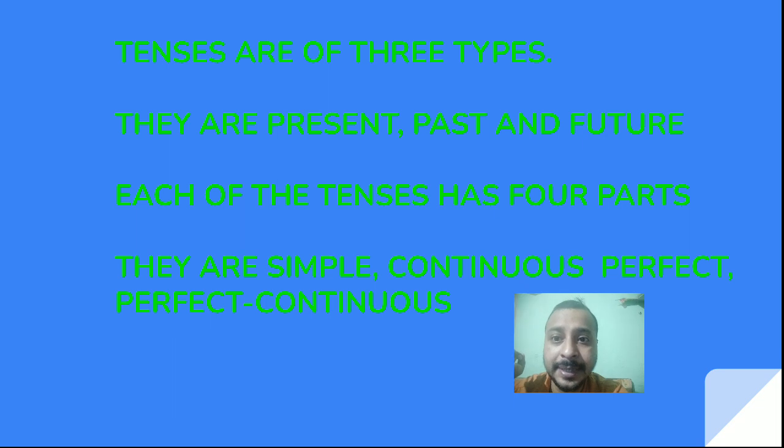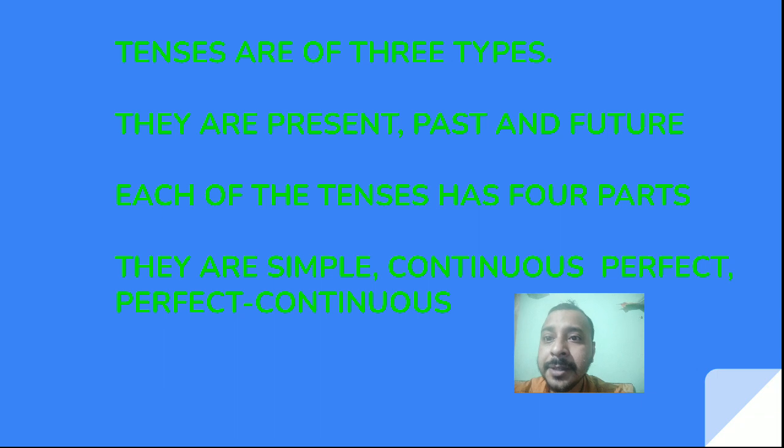So if we need the parts of the present tense, then it will be simple present, present continuous, present perfect, and present perfect continuous. If we need the parts of the past tense, then simple past, past continuous, past perfect, and past perfect continuous. If we need future tense parts, then same process: simple future, future continuous, future perfect, and future perfect continuous.